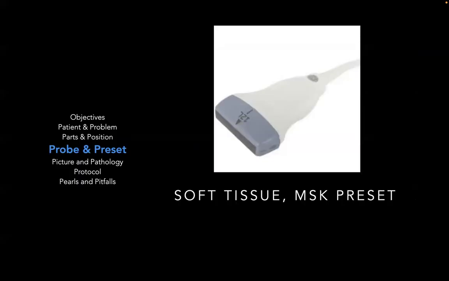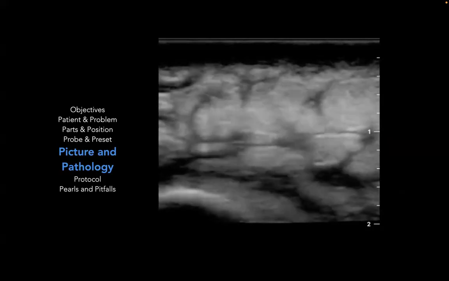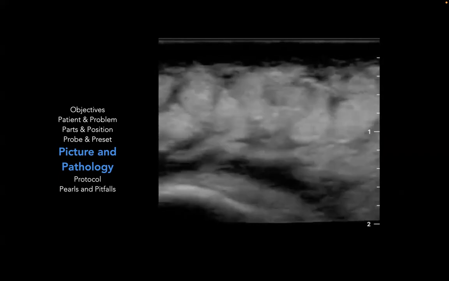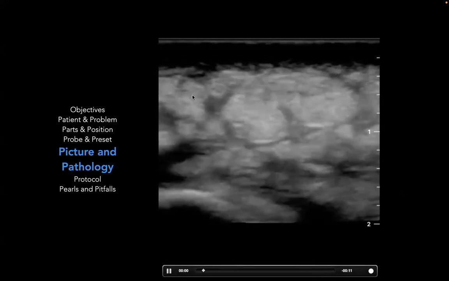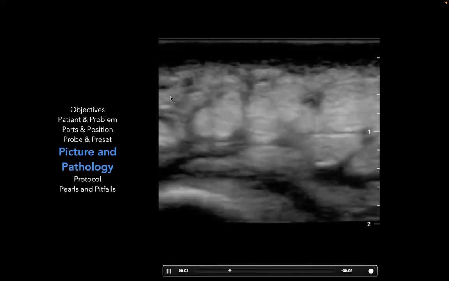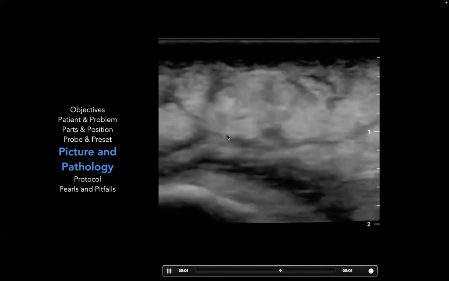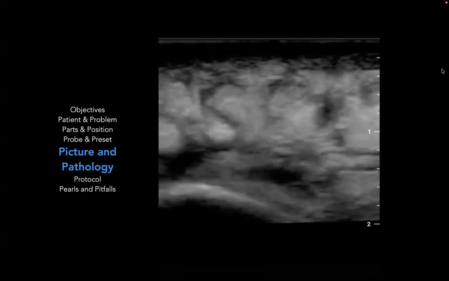The probe and preset you want to be using, if you're using different probes, is a linear probe with a soft tissue or MSK preset. And we'll go through some pictures and pathology here. In this clip, this is showing some signs of cobblestoning. As you can see, from the top down, there is no anechoic cavity, but there are some signs of cobblestoning. And so in the right clinical context, this is cellulitis.